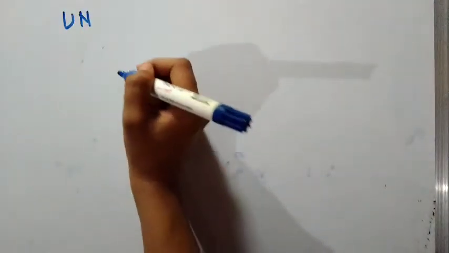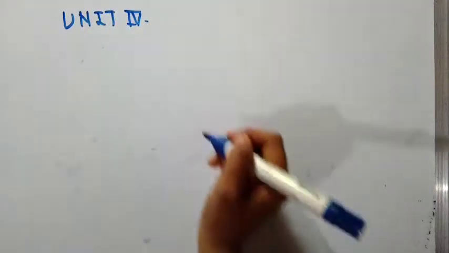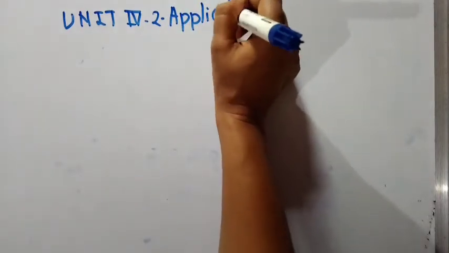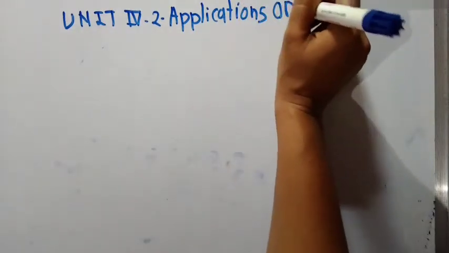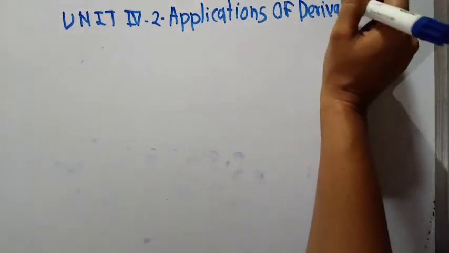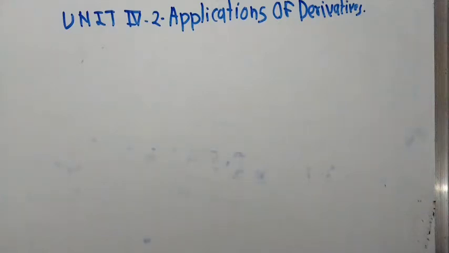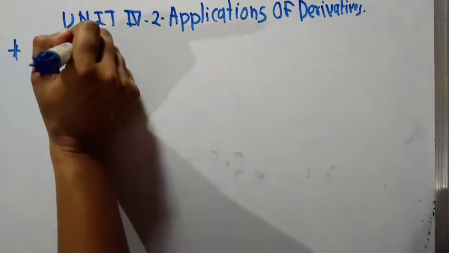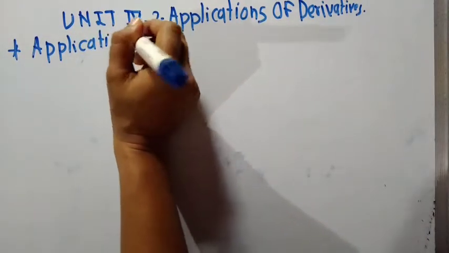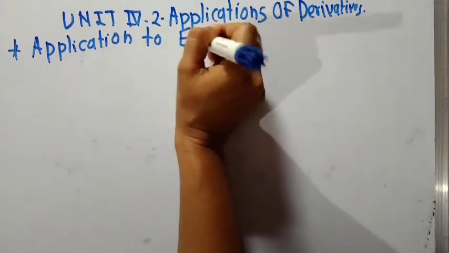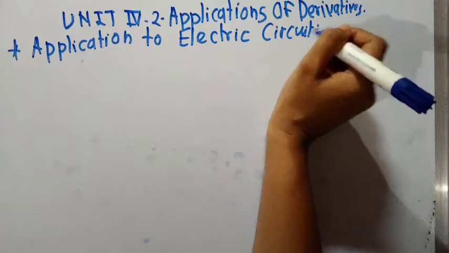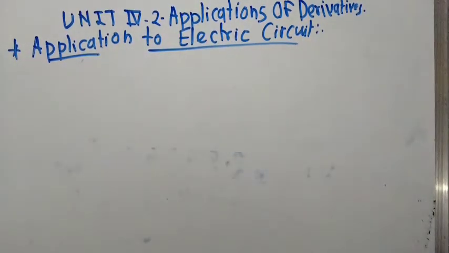Now we studied Unit 4, second chapter, Applications of Derivatives. The first point is application to electric circuit.